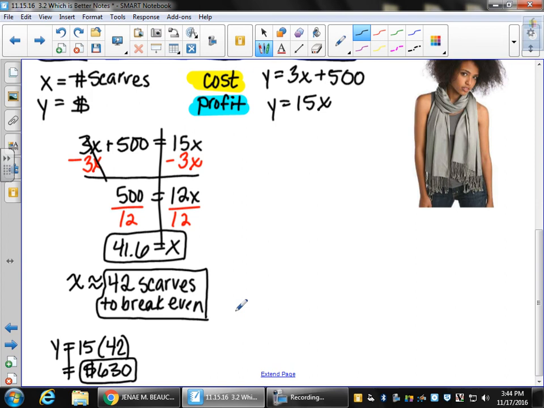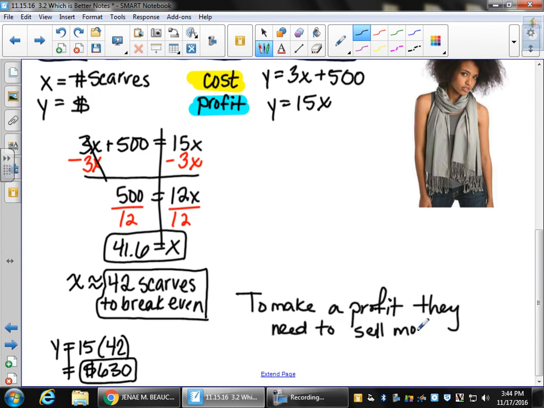And then to make a profit, they need to sell more than 42 scarves.